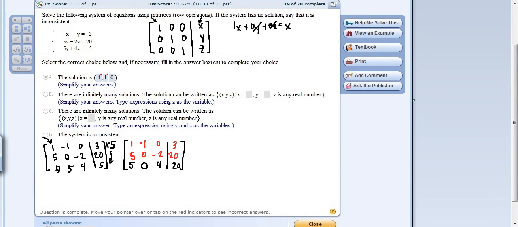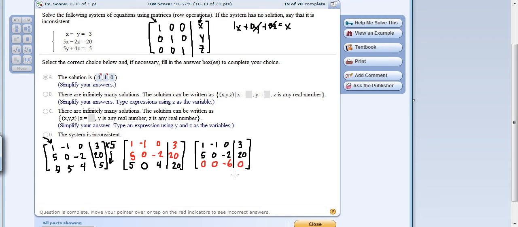Now I see how we have 2 5s right here and 2 zeros, so I'm actually going to be able to solve for z here. You can just think of it as subtract this. I'm going to do 5 minus 5, 0 minus 0, -2 minus 4, and 20 minus 20 for my next step. So 1, -1, 0, 3 and 5, 0, -2, 20 are going to stay the same. Now I take 5 minus 5, 0, 0 minus 0, 0, and then -2 minus 4 is -6, and then 20 minus 20 is 0.